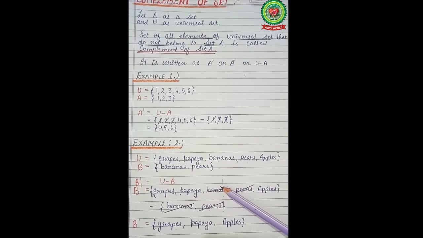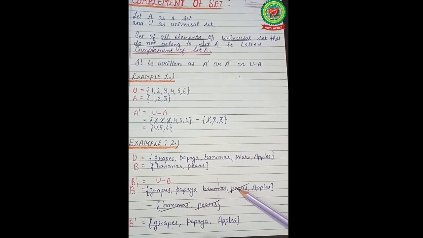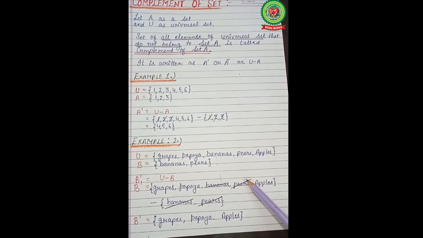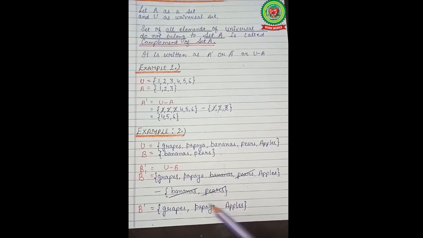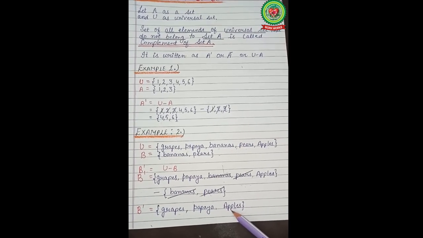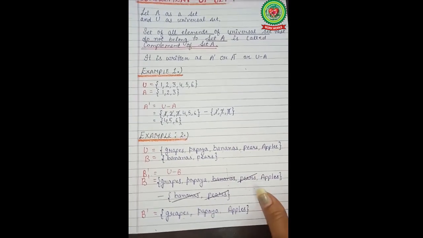So now you can see here bananas in both sets and pears are also in both sets. So you will cut all these elements from both the sets. So you will be left with grapes, papaya and apple. So this is the complement of set B, right?